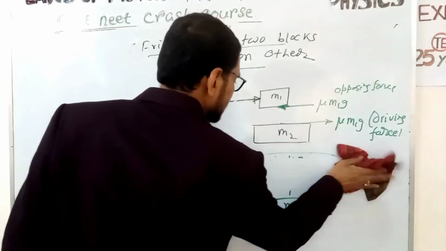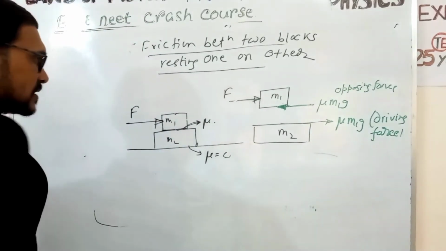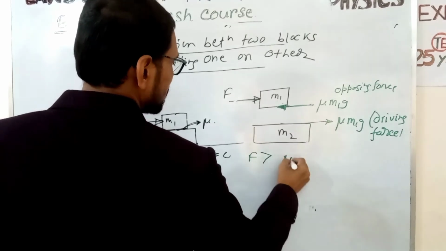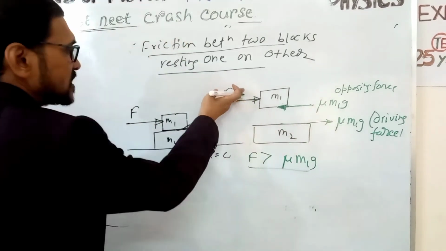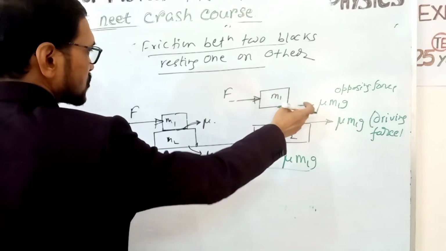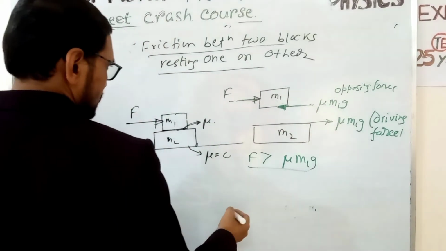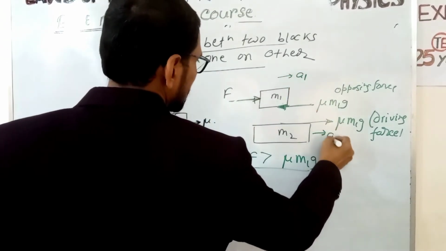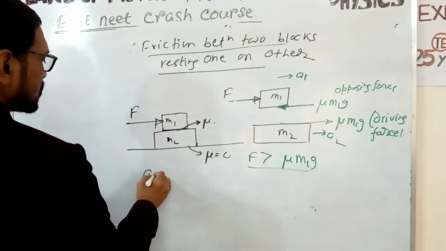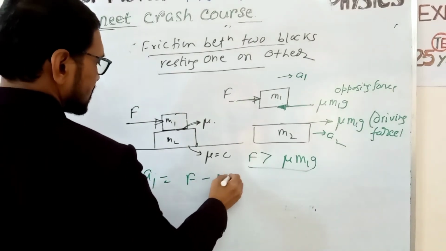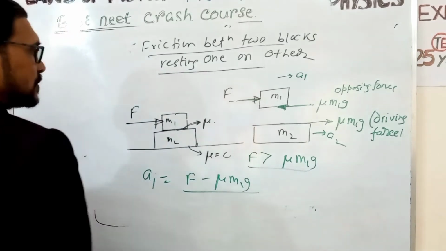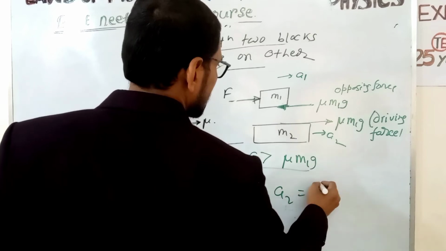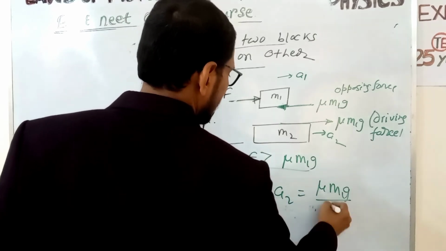Now the second case: if F is greater than mu m1g, suppose this force is greater than this force. Now the acceleration of this is a1 and this is a2. Now what is the acceleration? Acceleration equals net force divided by m1, this is acceleration a1, and a2 equals mu m1g by m2.